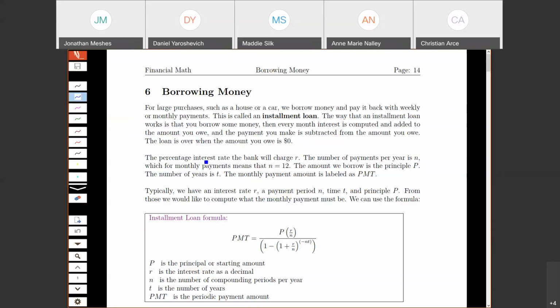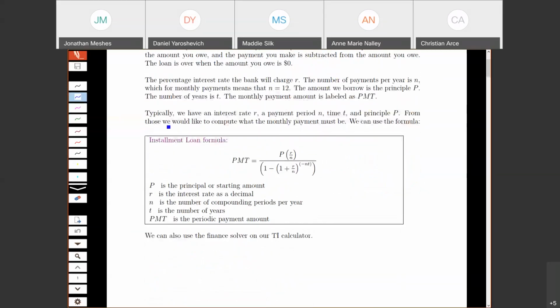Okay. The good news is a lot of the same symbols that we've used in the last few sections, we keep. So we're going to have a percentage rate R, and the number of payments per year, N. That's going to work just like we had from compound interest. So if we have monthly payments, N is 12. The amount we borrow is going to be the principal, P. The number of years is T. And now we're going to be looking at monthly payments as being this PMT thing, similar to when we were talking about saving money and making deposits. We're going to use the same PMT variable.